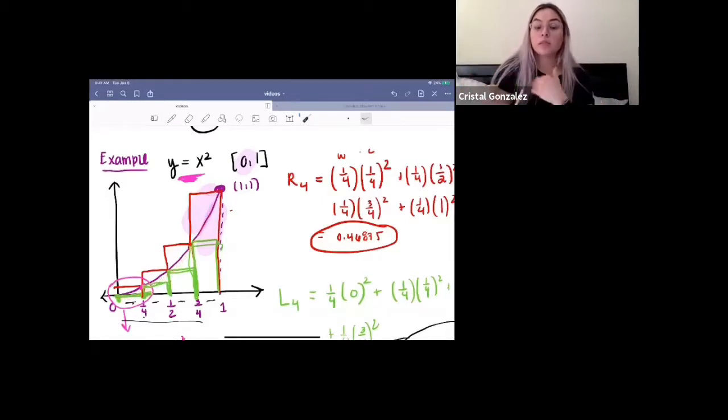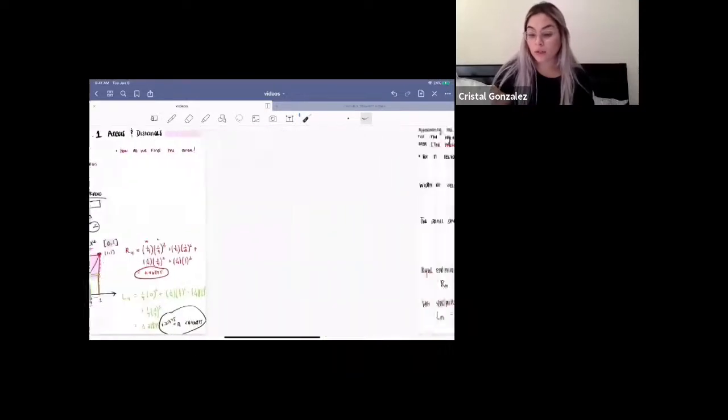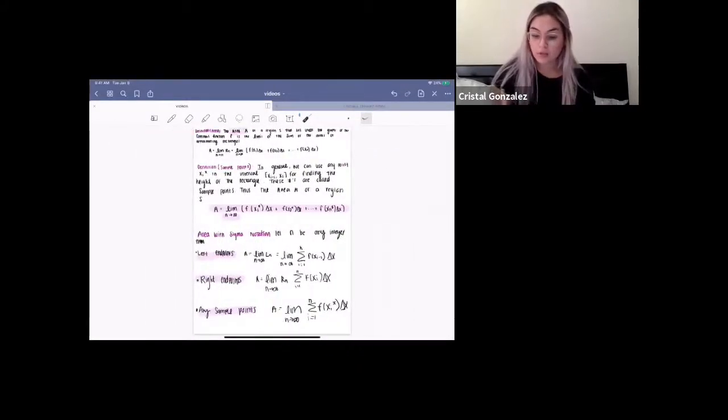And it's actually going to be the opposite when your function is decreasing. When your function is decreasing, your left endpoints will overestimate and your right-hand sided limits will underestimate. So let's actually write that down formally. So let's make a note here.